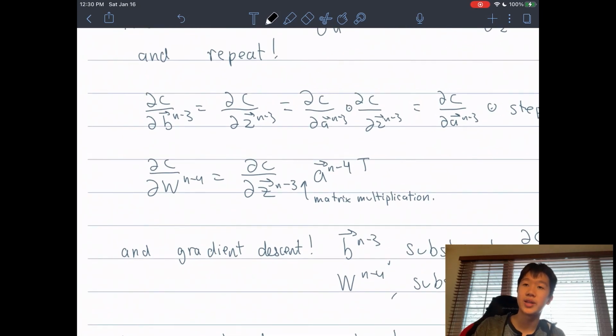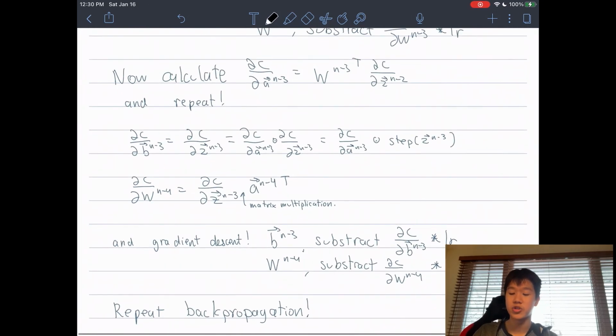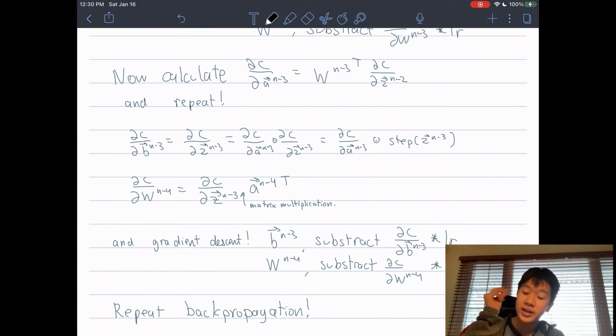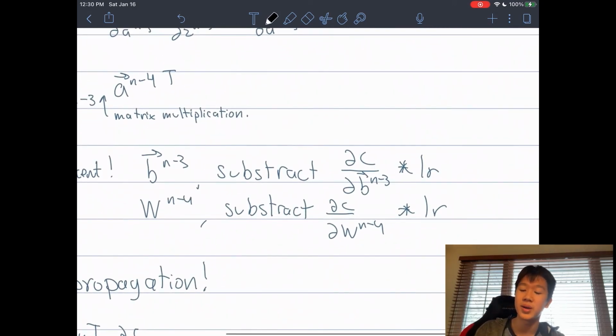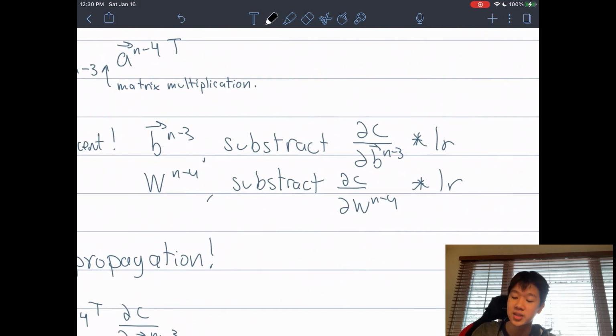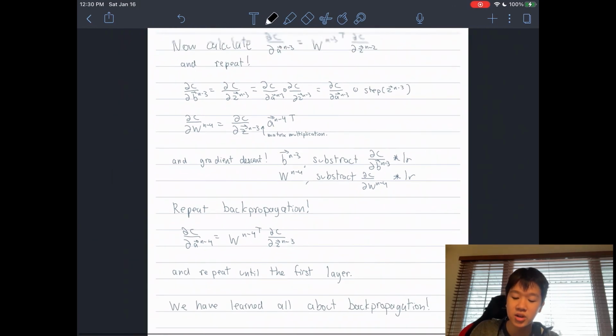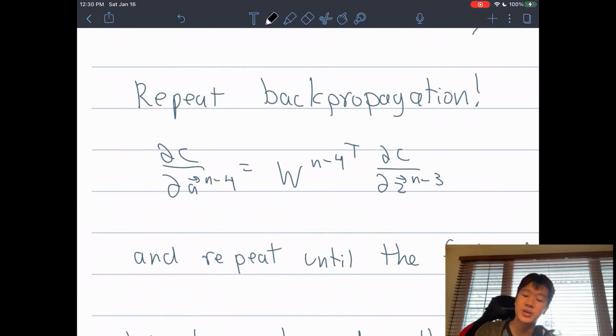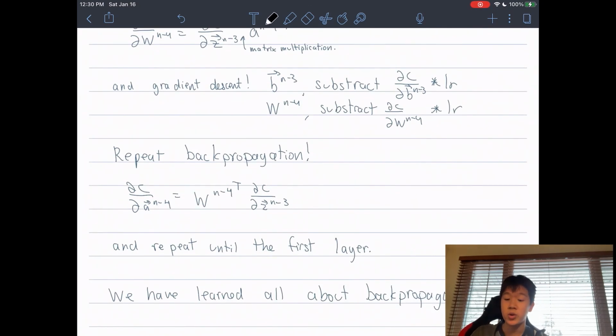And finally, we have that del C over del W n minus 4 is just equal to del C over del Z n minus 3 matrix multiplied with A n minus 4 transpose. We do gradient descent again, and we then have that B n minus 3, we can subtract del C over del B n minus 3 times the learning rate. We have W n minus 4, and we can subtract del C over del W n minus 4 times the learning rate. And we're just going to repeat backpropagation with this formula. We're going to repeat until the first layer, and you're going to update all the weights and all the biases.